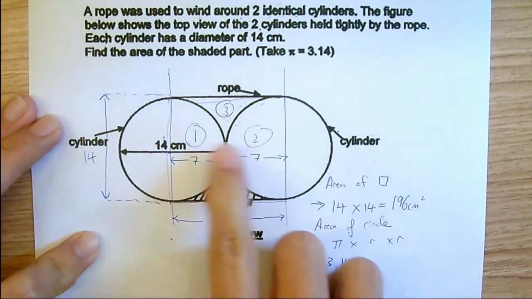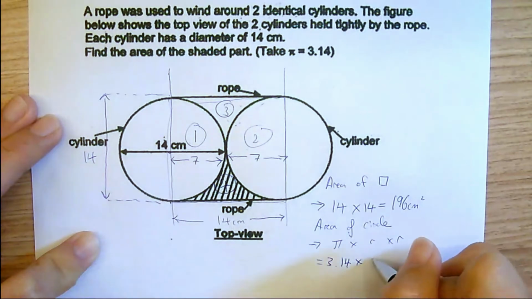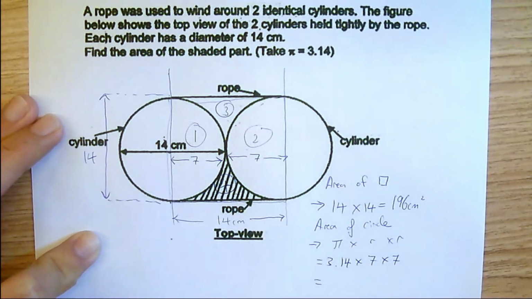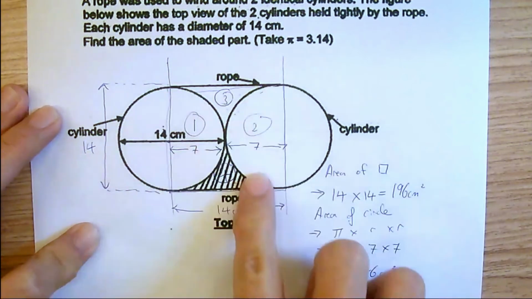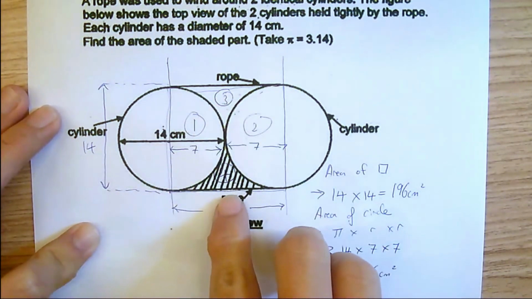And what's the radius for this one? Radius is 7, because the diameter is 14, therefore radius will be 7. So it's 3.14 multiplied by 7 times 7. And this will give us 153.86 cm squared. So now we really got this. We have the area of the square, we have the area of the circle. I'm going to take this square minus the circle, and that will give us number 3 and then number 4.